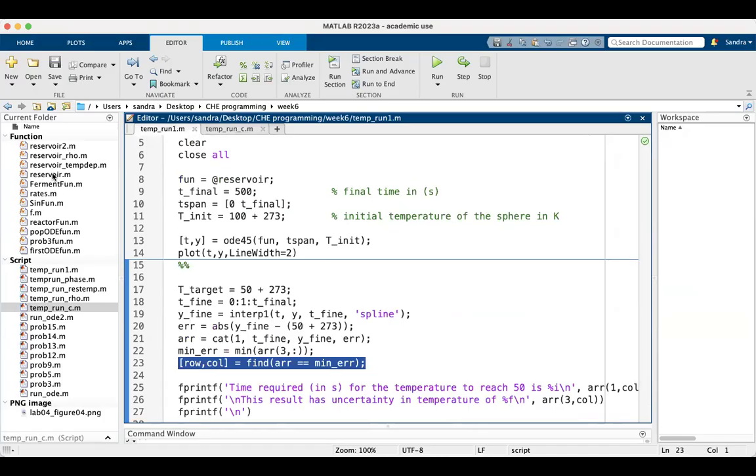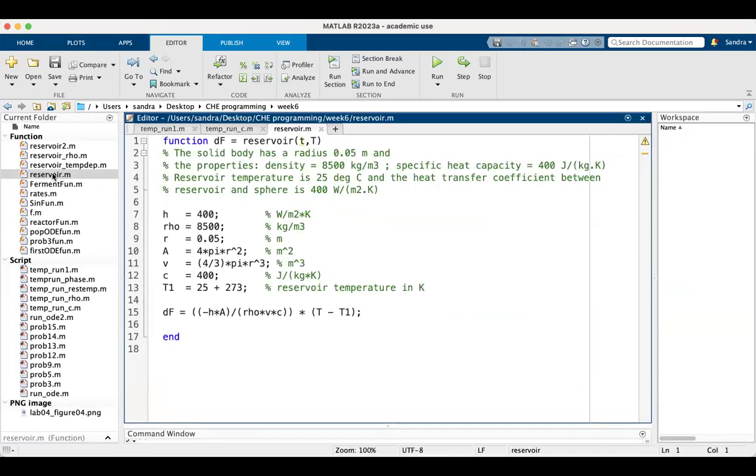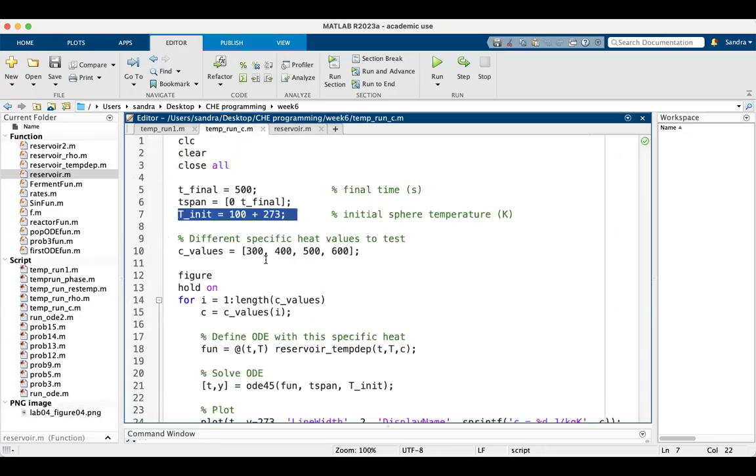Okay, I just forgot to show you the reservoir. The reservoir command will be like this. It will have all the constants given: H, rho, A, R, everything. And this will be the final equation, this constant multiplied by T minus T1, where T and small letter t, that is both time and temperature, are the variables here, and dF will be the output. So here we had the specific heat to be 400. Now, instead of taking 400, let me take different values: 300, 400, 500, 600.